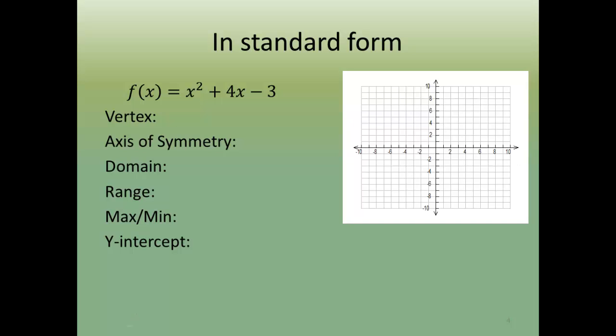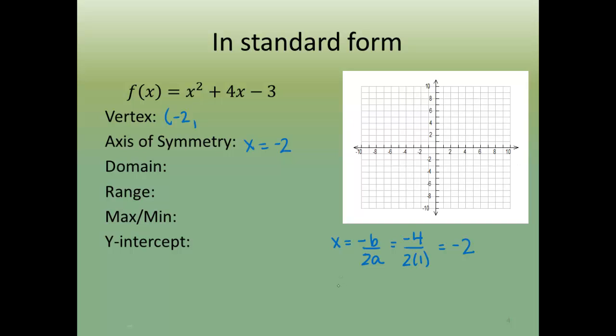So to find the vertex, I'm going to use the axis of symmetry formula. So I will have x equals the opposite of b over 2 times a. And in this case, my b value is 4, so I will use -4, divided by 2 times 1, or -2. My axis of symmetry is -2. The x-coordinate of my vertex is -2.